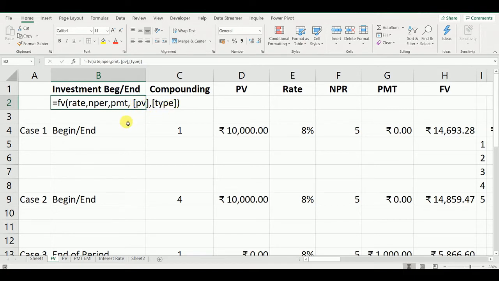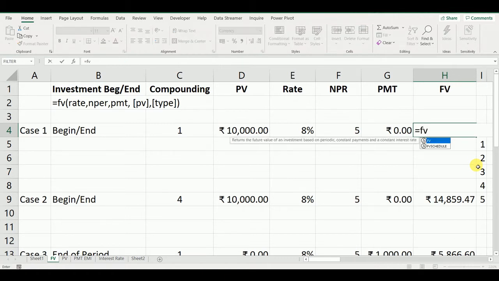So let's see the first case. In this first case, we have 10,000 today, which we want to invest at the rate of 8% for 5 years, and we have to find the future value of this amount. So we will write the formula: equal to FV bracket start. Now we have to give the rate. Rate in this case is our 8%, and comma. Now we have to give the number of periods. Number of periods is 5 years.